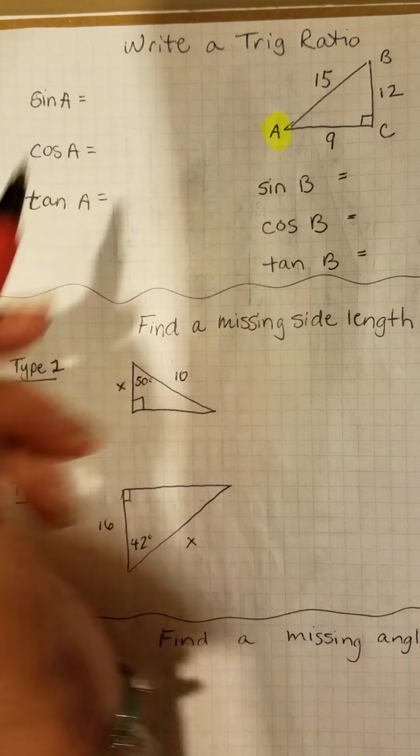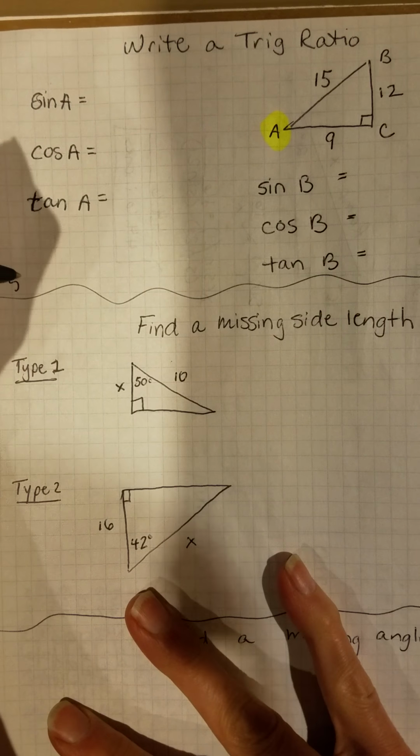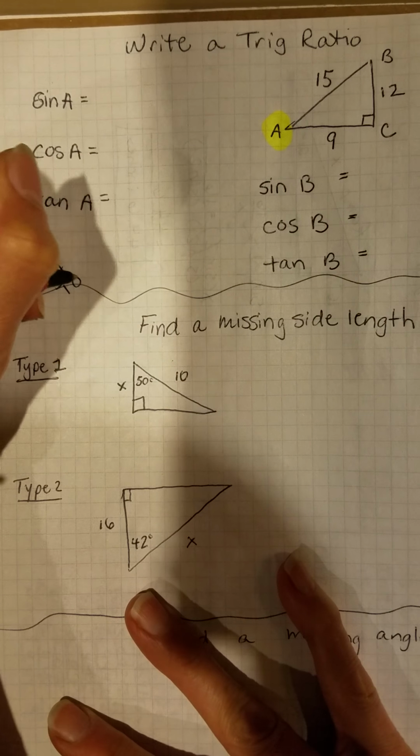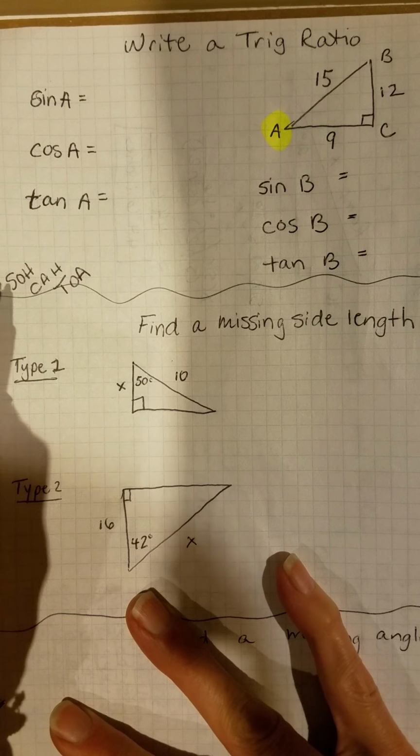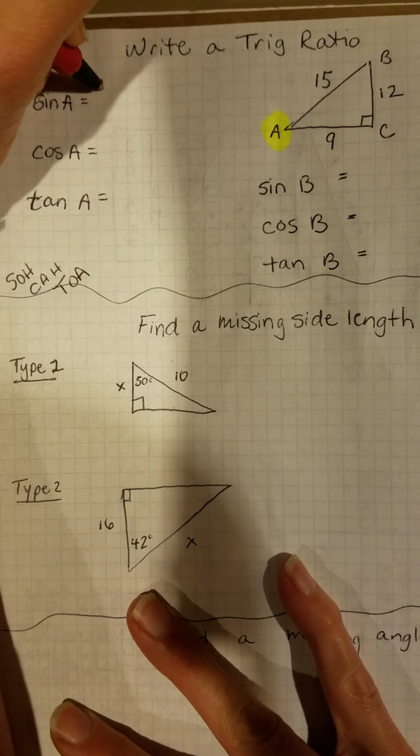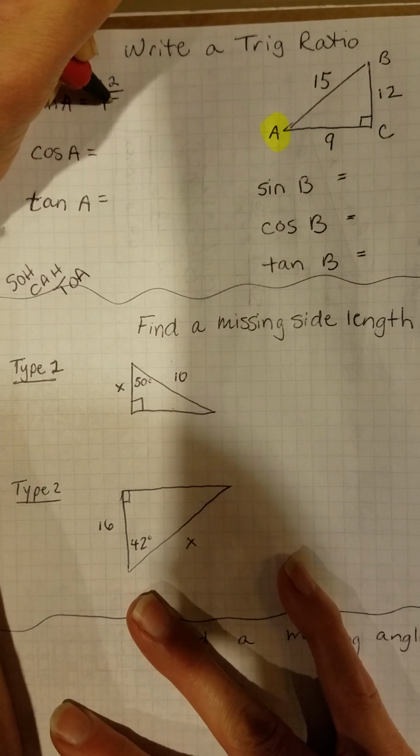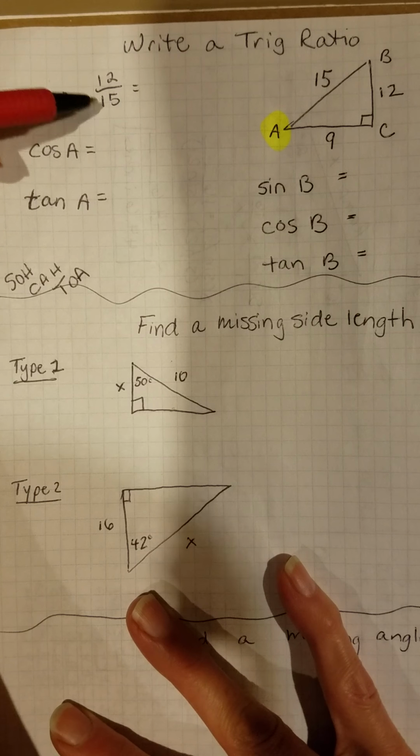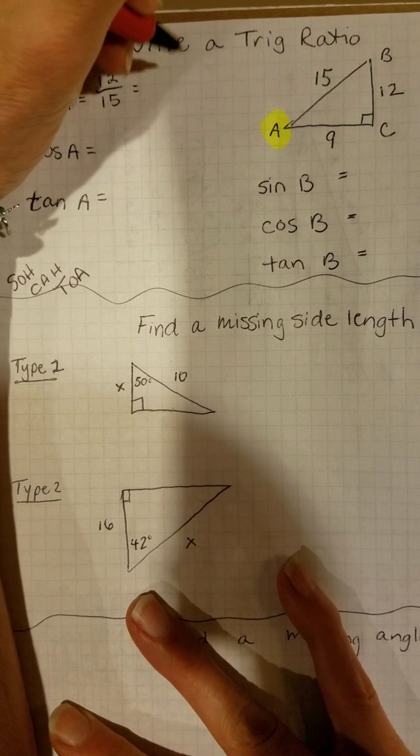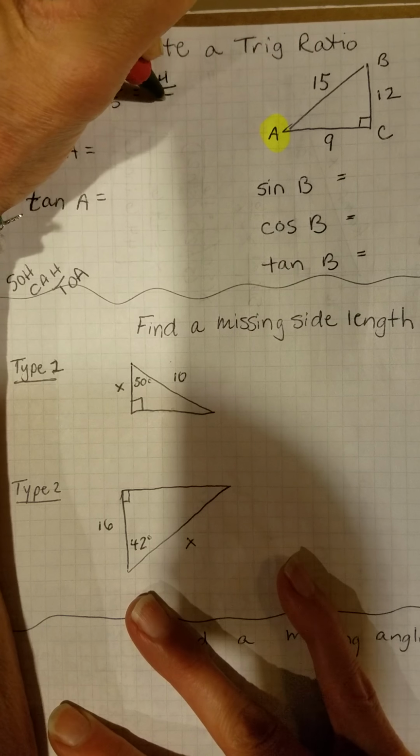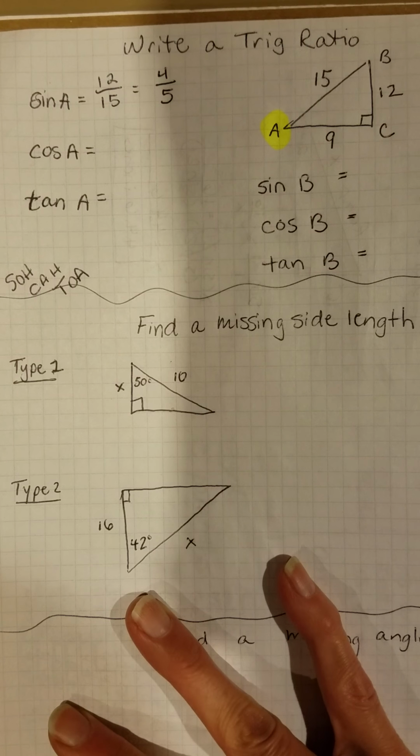So sine, we remember SOHCAHTOA. SOHCAHTOA is the mnemonic that helps us remember that sine is opposite over hypotenuse. So the opposite side is 12 and the hypotenuse is 15. I can simplify that. 12 and 15 are both divisible by 3. So if I divide both by 3, I end up getting 4/5 is the sine of angle A.